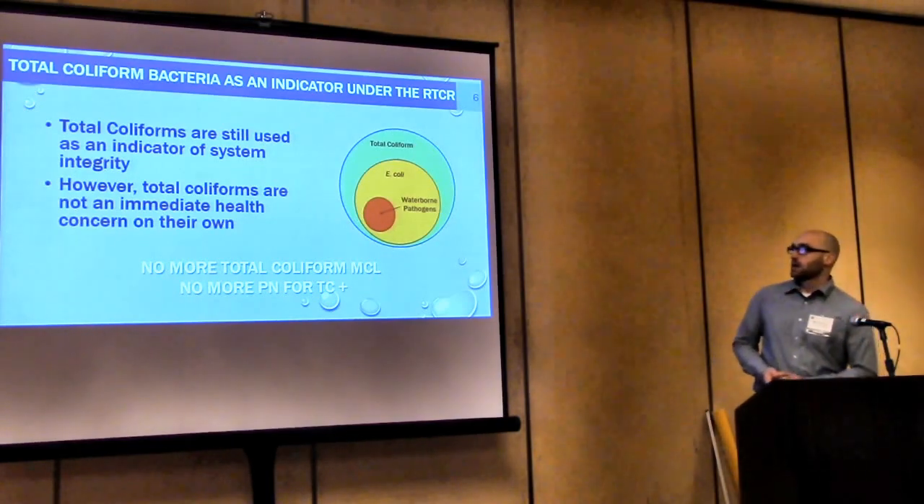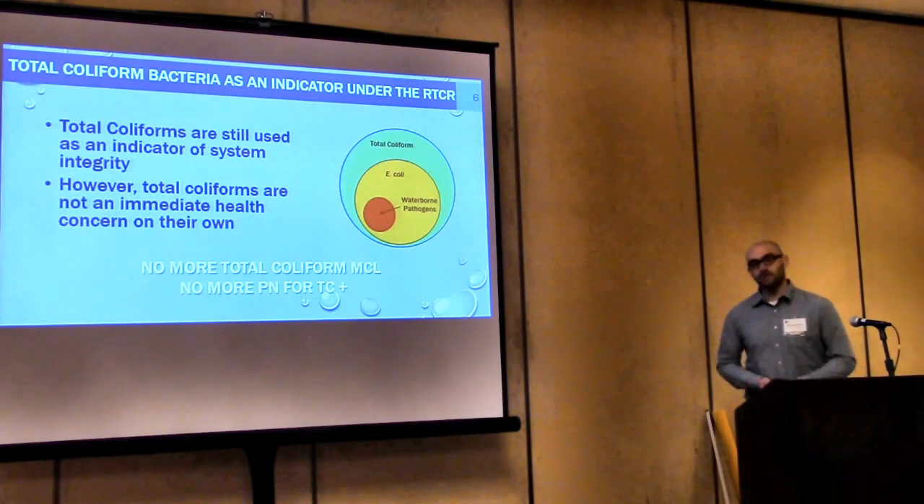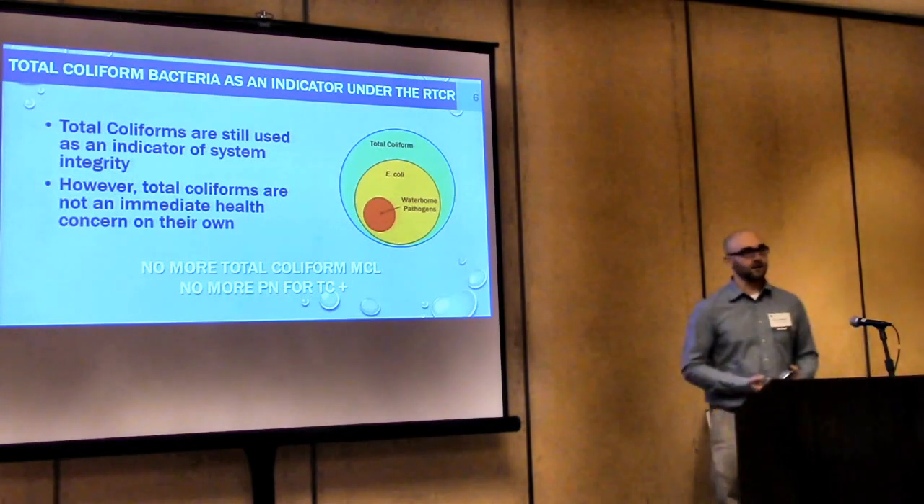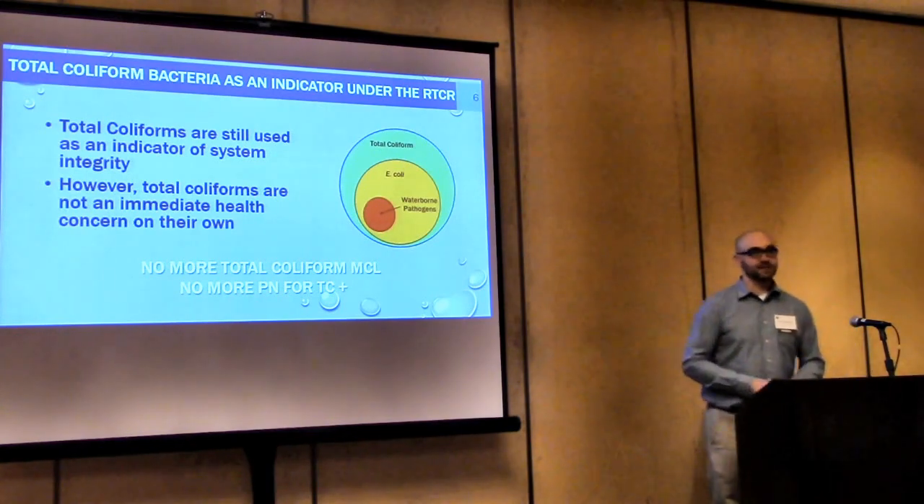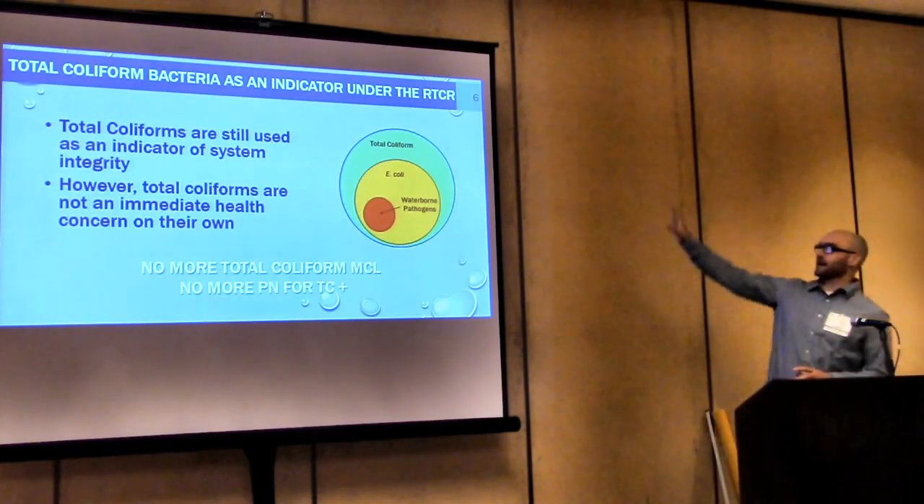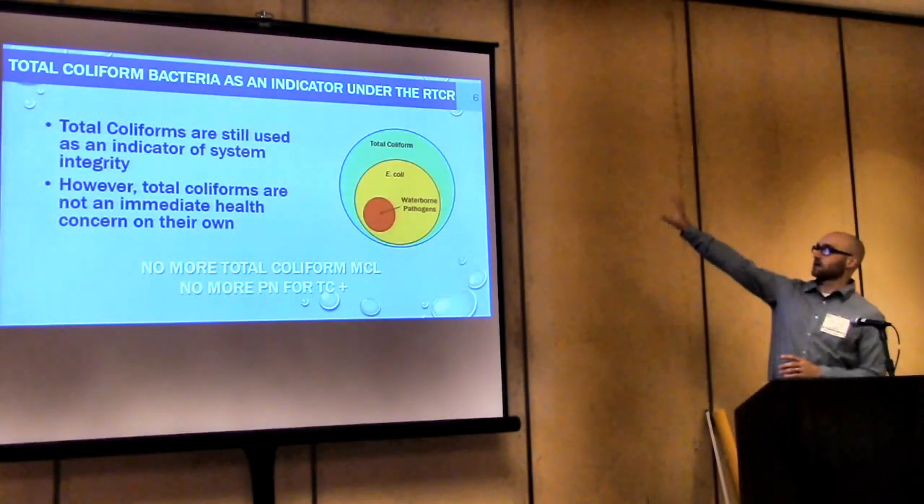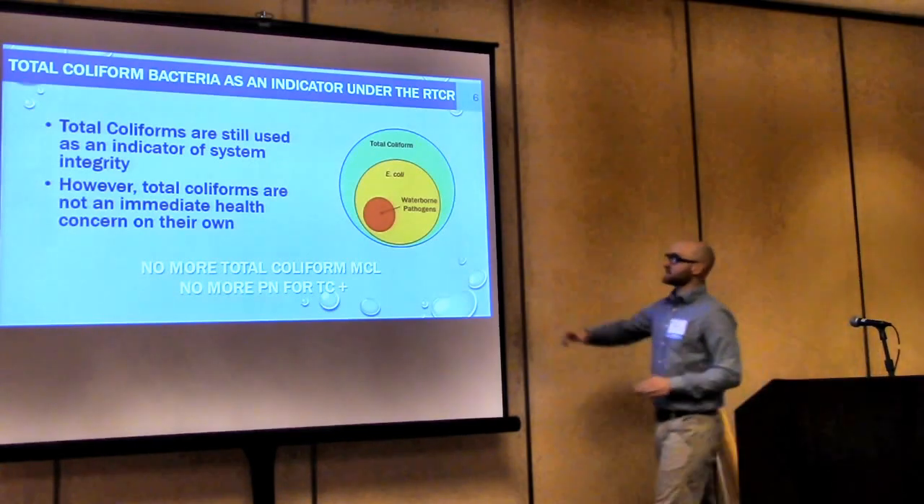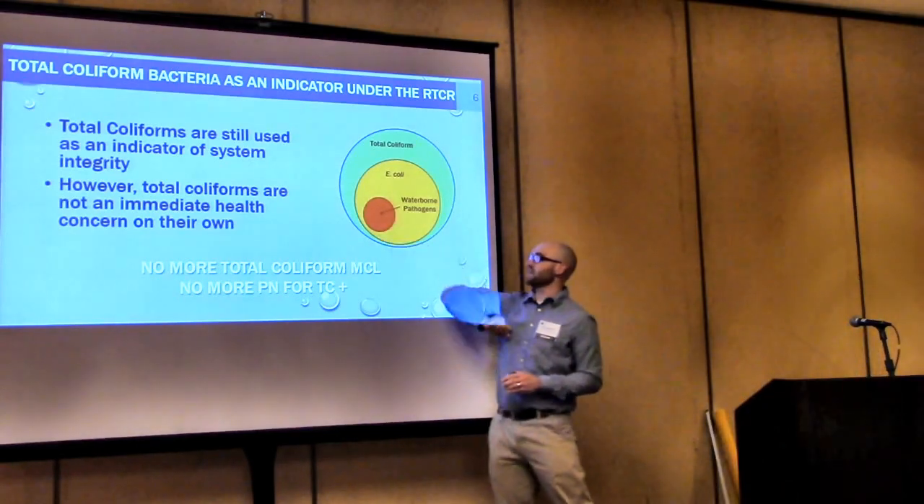So under the revised total coliform rule, total coliforms will be used as an indicator of system integrity. EPA has determined that total coliform in and of itself does not present an immediate public health risk, just by itself. So you're going to cast this broad net looking for total coliform in case the pathogens, this is the stuff that makes you sick, are present.